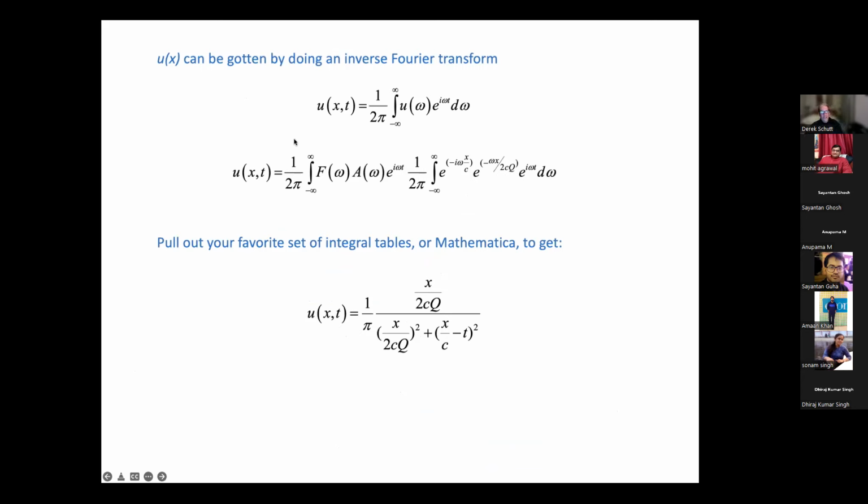U of x can be gotten by doing an inverse Fourier transform because we had U of omega. And what we find is U of x looks like this here.